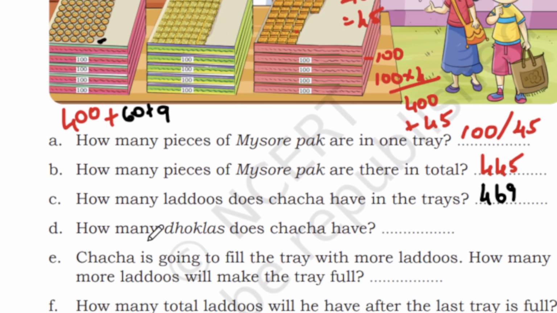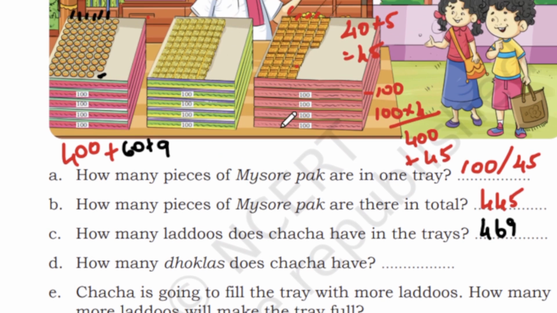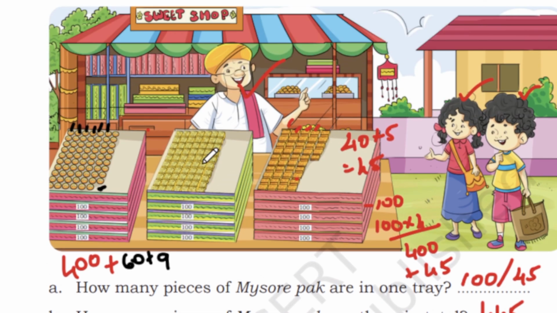Okay, so the next question: how many doklas does Chacha have? Let's count the doklas. Here we have 400 doklas in the bottom boxes, plus the rows. We will see we have the entire row, right? There are no missing doklas here, so there is an entire row.